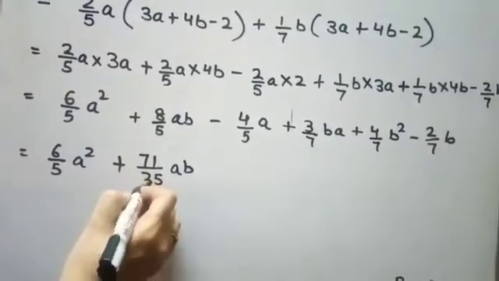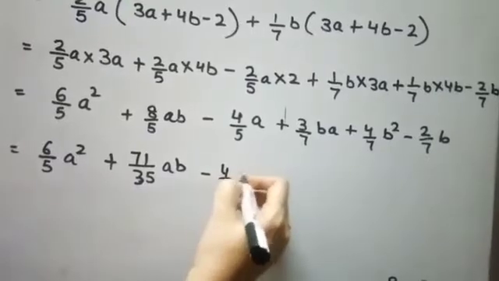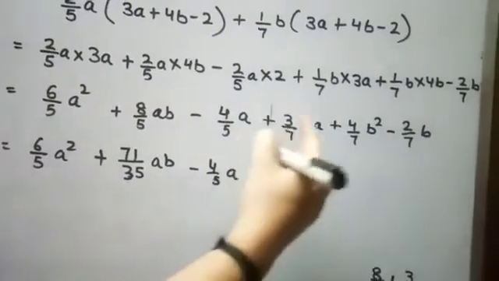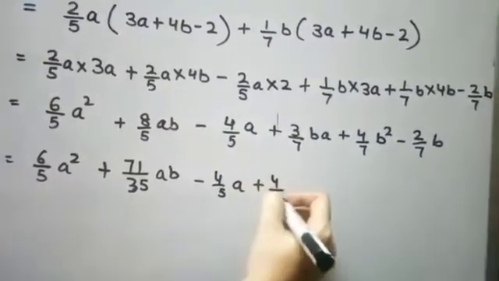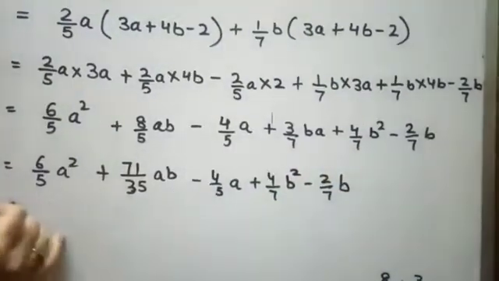This is 35. Now a squared, that is a single term, minus 4/5 a, plus 4/7 b squared, and minus 2/7 b. So this is your answer.